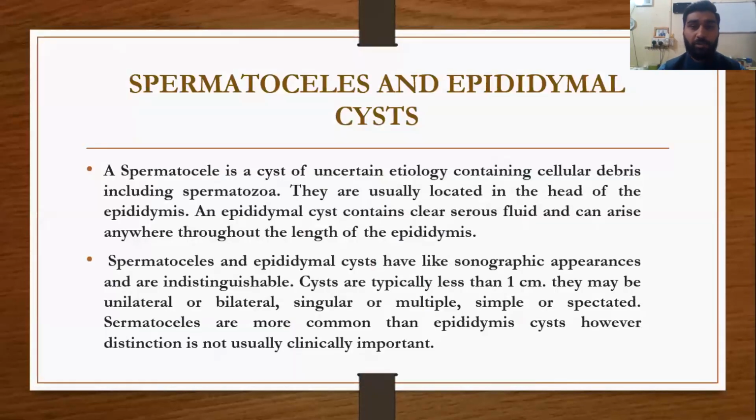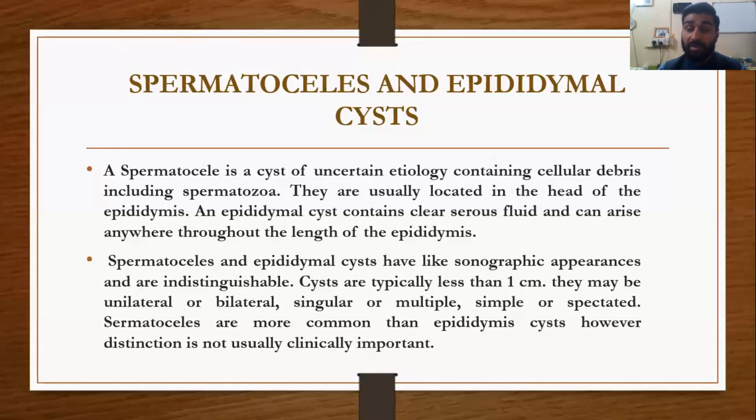Here come the spermatoceles and epididymal cysts. A spermatocele is a cyst of uncertain etiology containing cellular debris, including spermatozoa. They are usually located in the head of the epididymis. An epididymal cyst contains clear serous fluid and can arise anywhere throughout the length of the epididymis. Spermatocele and epididymal cyst have similar sonographic appearances and are indistinguishable.